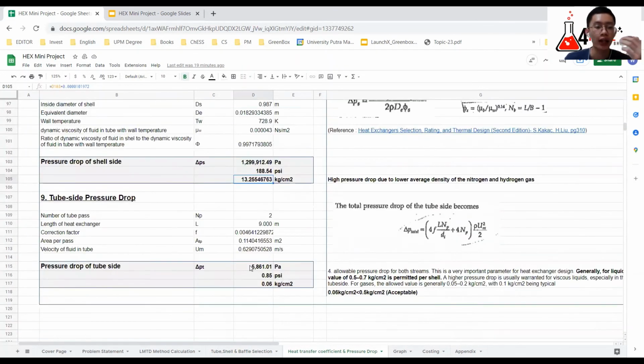After that, we identify the tube side pressure drop. This is a very good value because it's lower than the acceptable or permissible value, which is only 0.06 kilo over cm square. So we get only 0.06. So this is all about our calculation, and the details are already put in the Excel file. Okay, so that's all from me.